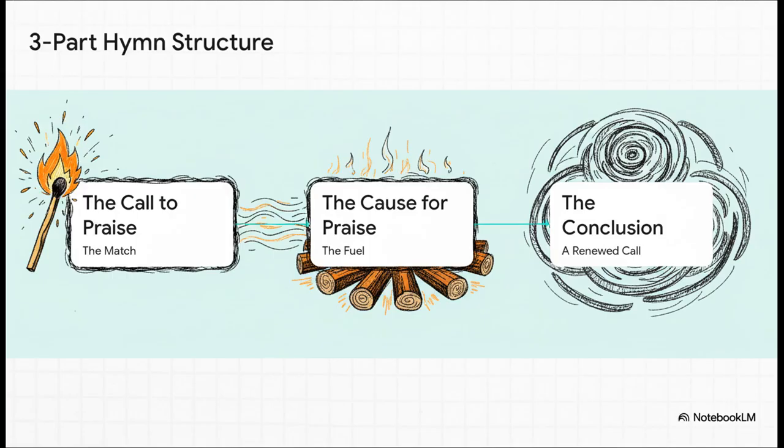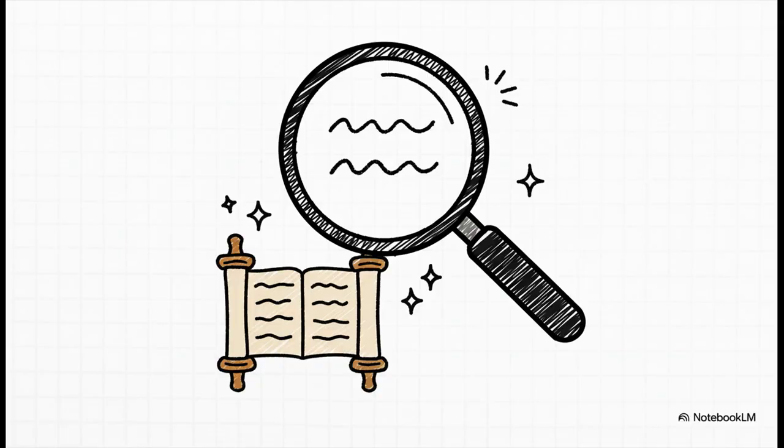Then comes the cause for praise. This is the fuel, the specific reasons why we're praising. And then finally, it wraps up with a conclusion, which is often a renewed call to praise that brings the whole thing full circle. And you want to see this in action? We can see this structure laid out perfectly in the shortest psalm in the entire book, the two little verses of Psalm 117. It's an amazing case study.